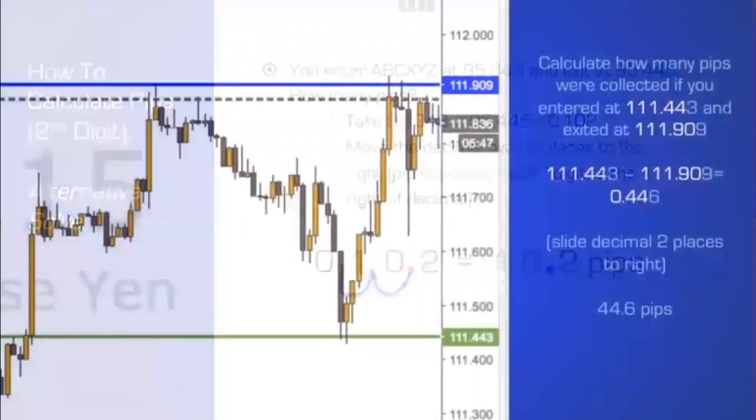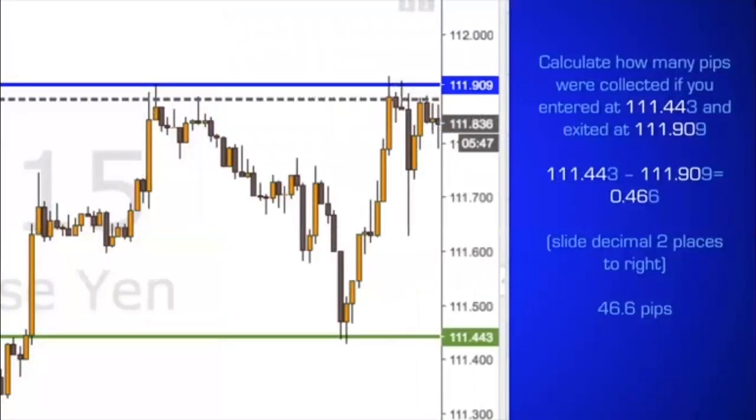Remember, 2 places because the pip is the second digit to the right of the decimal in yen and gold pairs. Okay, so now you have a yen pair right here, and you can see that this one's a little bit different because you have 2 decimal places. What you're going to do is you enter at 111.443 and you exit at 111.909, and you should have gotten 0.466. See, after sliding the decimal 2 places to the right, you should have ended up with 46.6 pips. Is it now starting to make more sense to you?